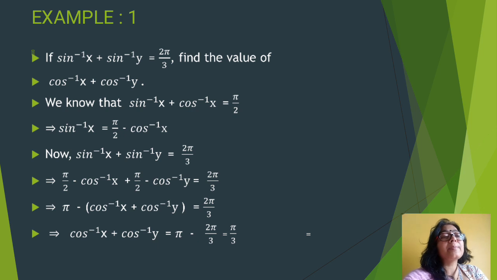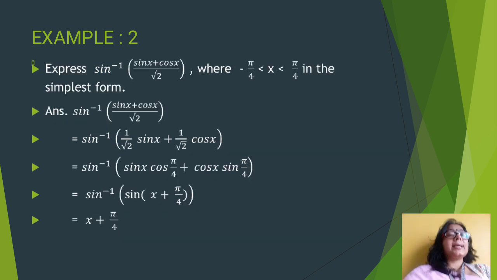So pi by 2 plus pi by 2 is pi, and minus common, and inside the bracket cos inverse x plus cos inverse y is equal to 2 pi by 3. So for cos inverse x plus cos inverse y, this pi we will take to the right hand side. So pi minus 2 pi by 3, answer is pi by 3. Now come on to the second example.